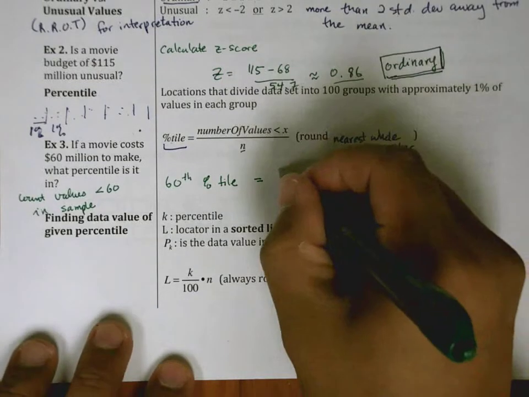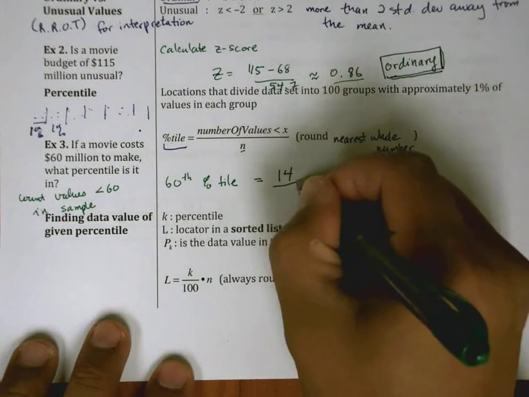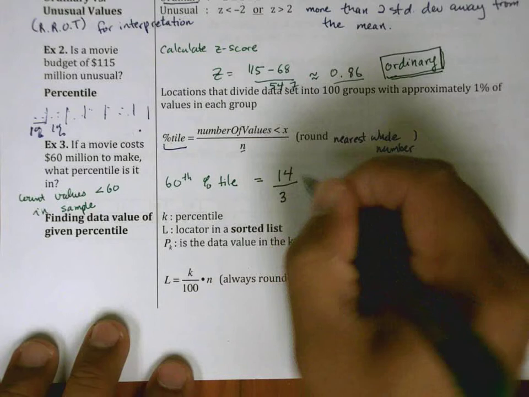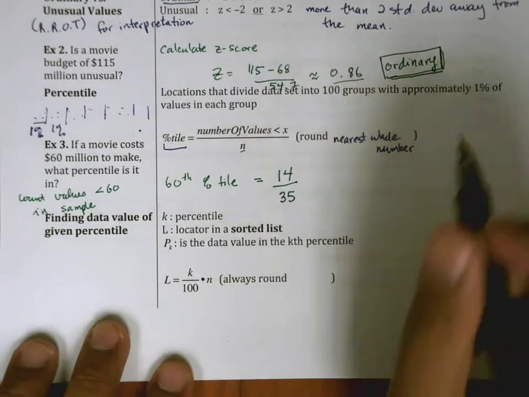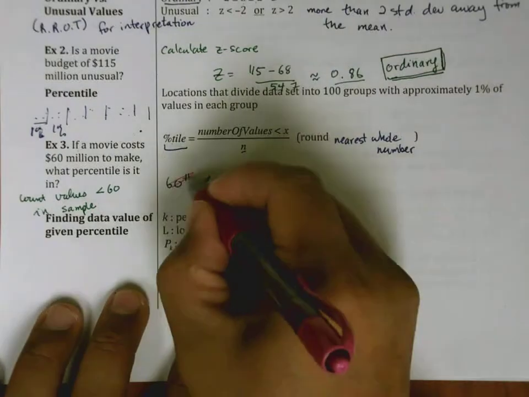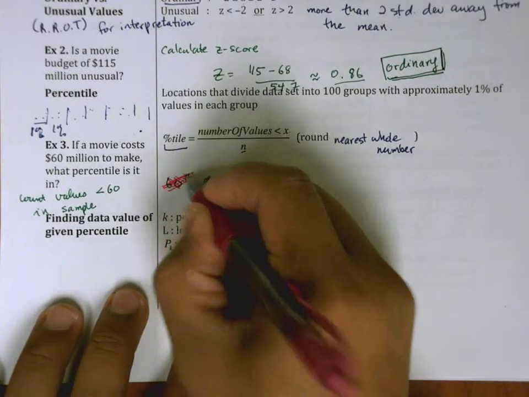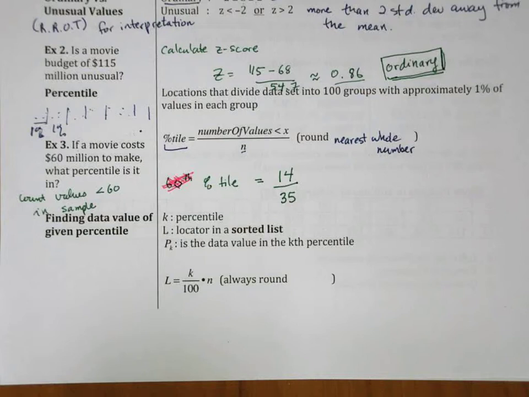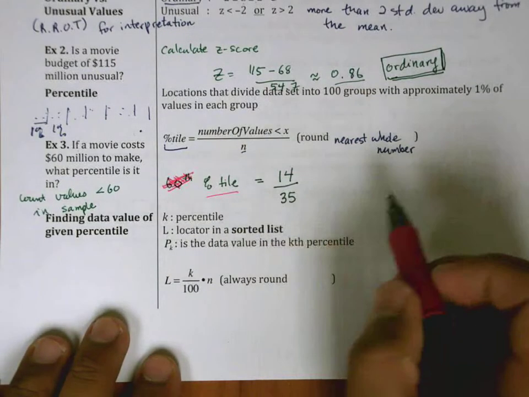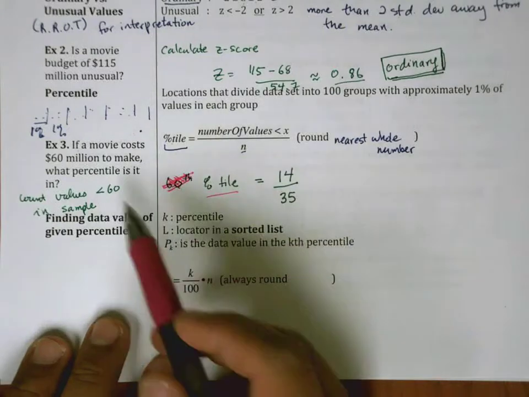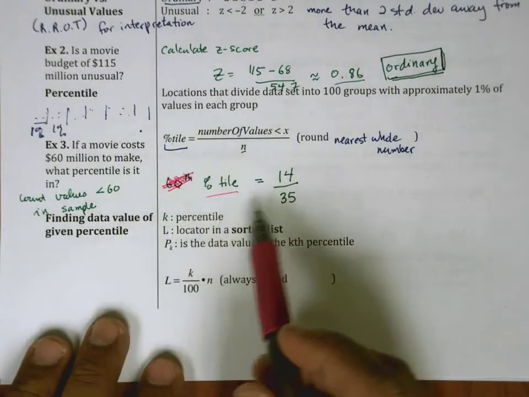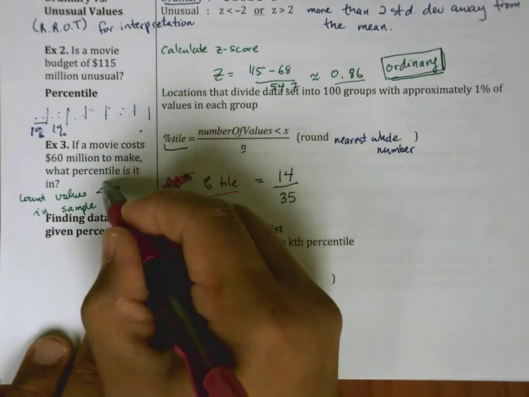So we have 14 over n. Now n is the sample size, which is 35. Oops, I think I made a mistake here. This is not the 60th percentile. This is the percentile for $60 million, so this is incorrect on my part. We don't know what the percentile is yet. We're trying to figure it out. Sorry about the confusion here. This is an unknown percentile that we're trying to figure out using $60 million.